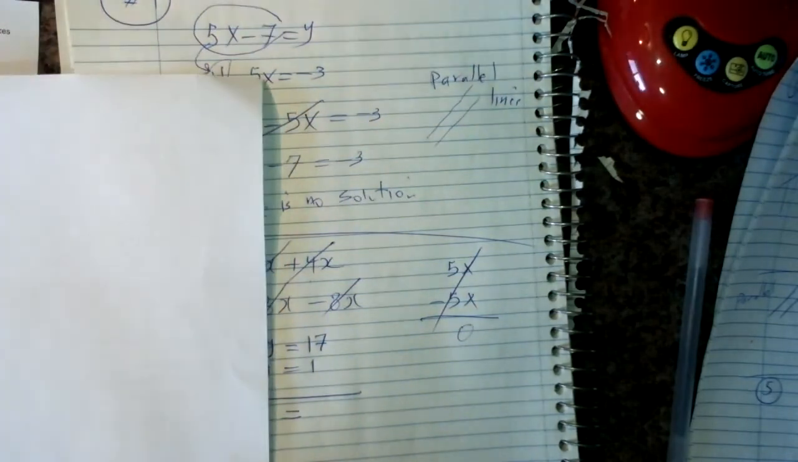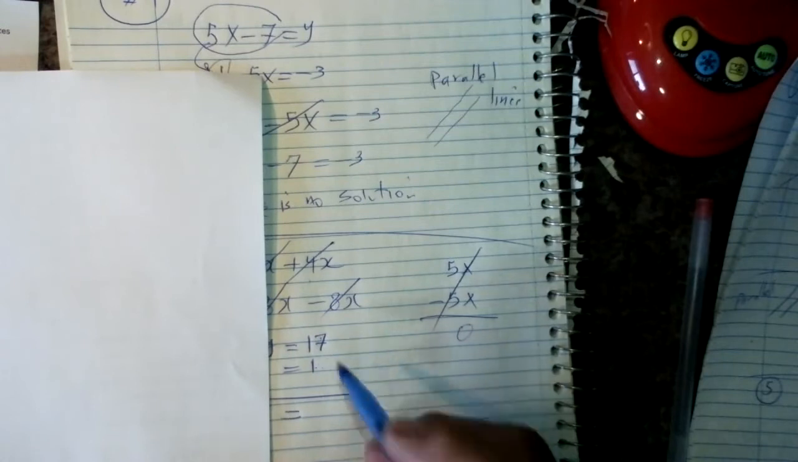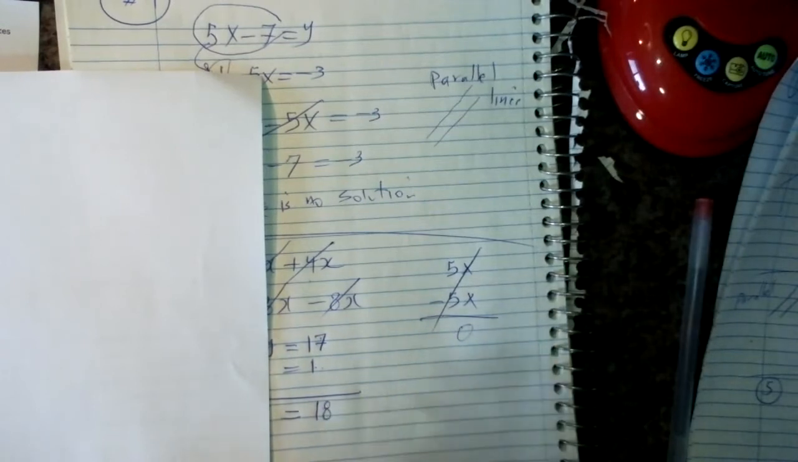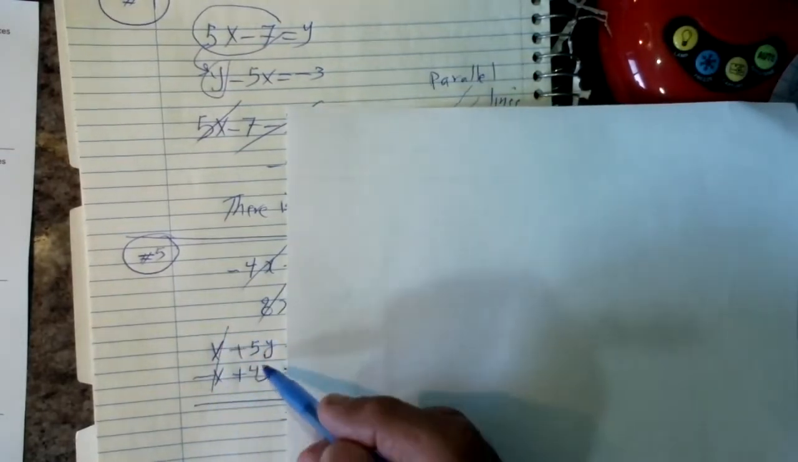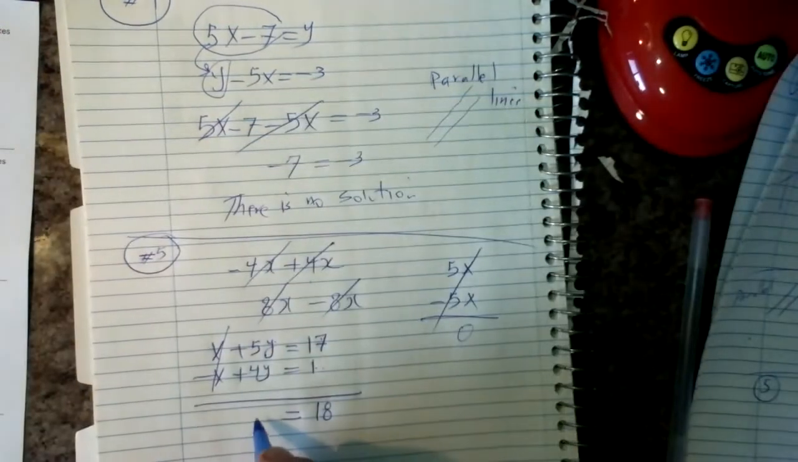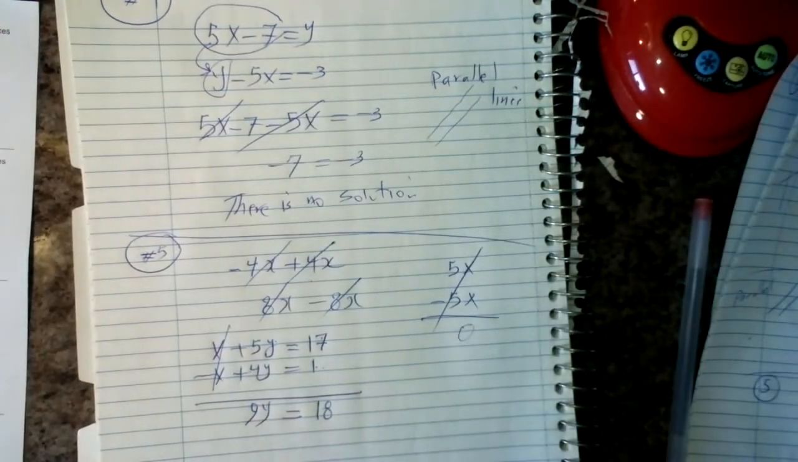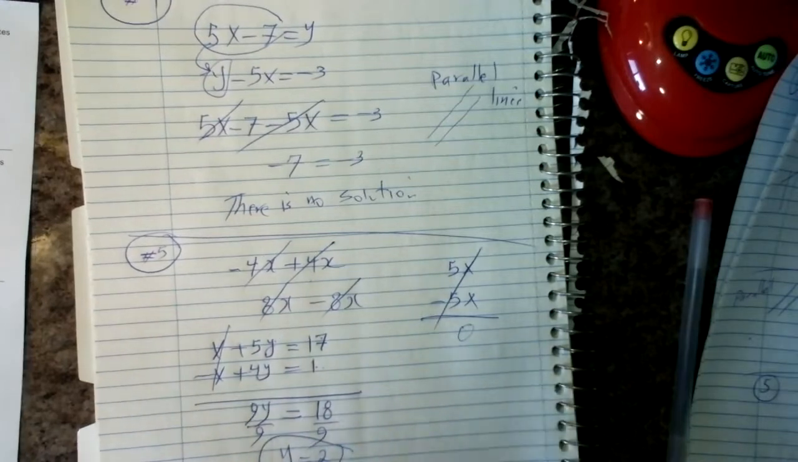on the right side, I have 17 and 1. 17 plus 1 is 18. What do I have on the left? x and negative x cancel, plus 5y plus 4y is 9y. And then you divide both sides by 9. So y is equal to 2.